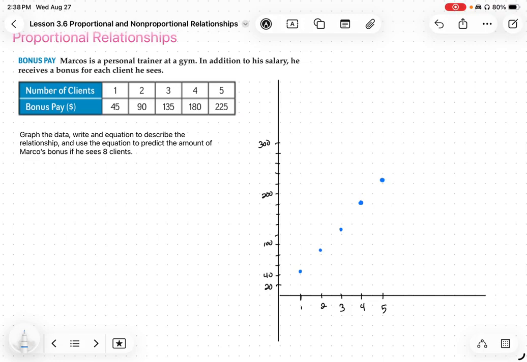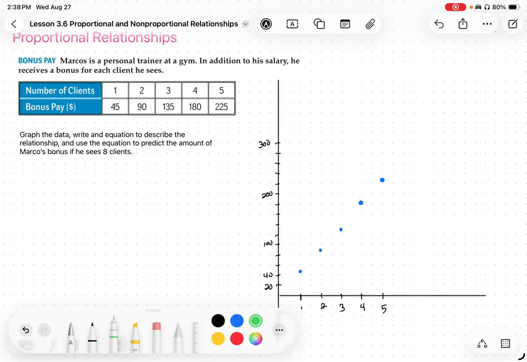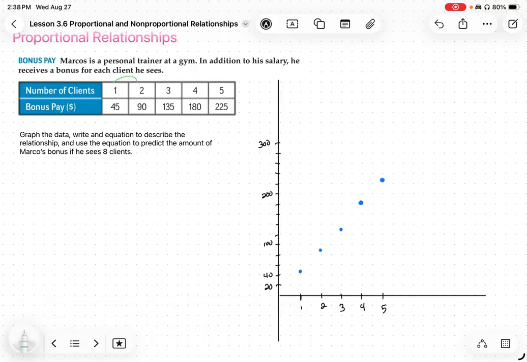Now, we kind of already know what the equation is going to be. I kind of spoiled it already by saying that each time we increase the number of clients by 1, plus 1, plus 1, plus 1, the amount of money is going up by $45. 90 to 135 is an increase of 45. 135 to 180 is an increase of 45. 180 to 225 is an increase of 45. So we are increasing by $45 every single time.